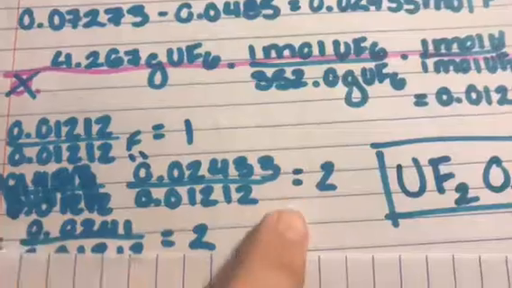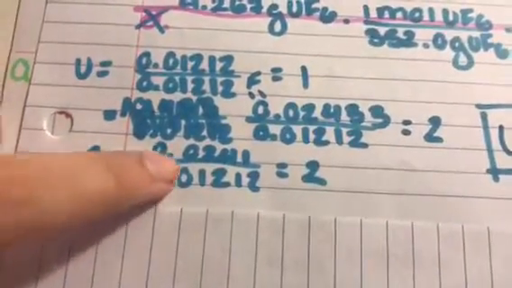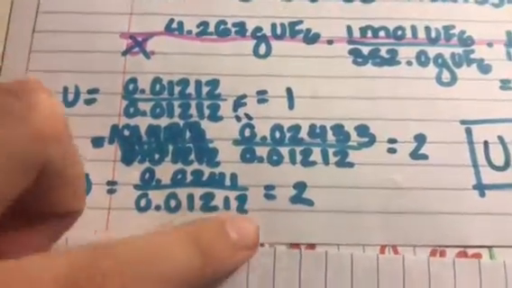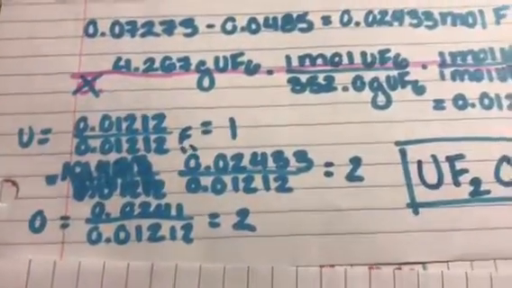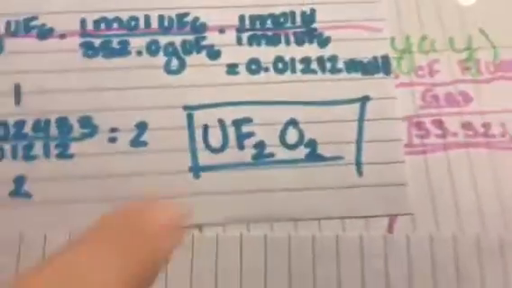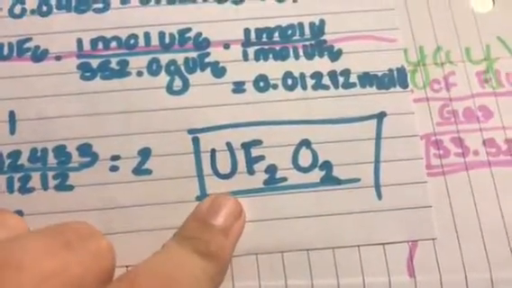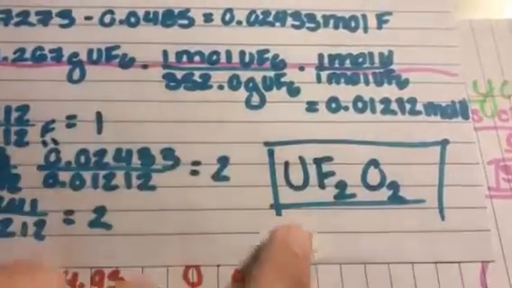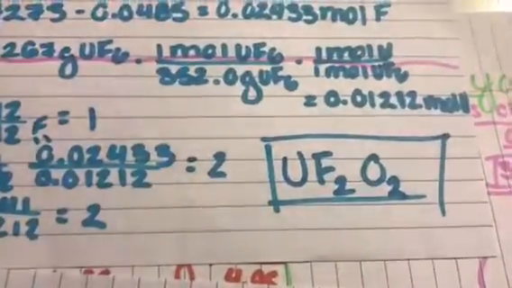So that's going to be our subscript for that. And lastly, oxygen, 0.0241 divided by 0.01212 is equal to 2 as well, or approximately equal to 2. No one's checking. And that gives us our precipitate. So we have no subscript over here. It's equal to 1. You don't have to write 1. The 2's are over there, and that's it for part C.